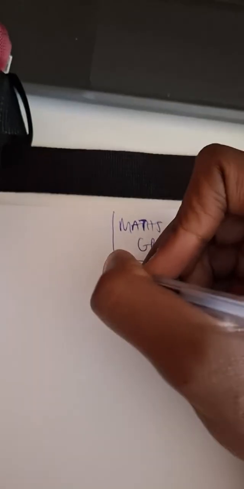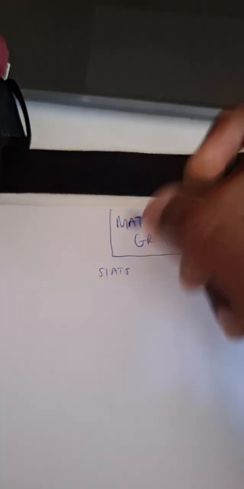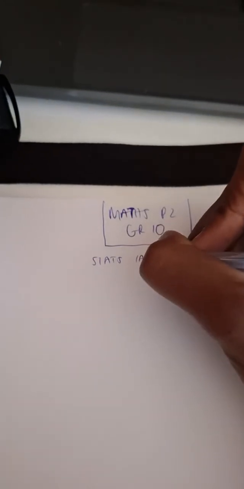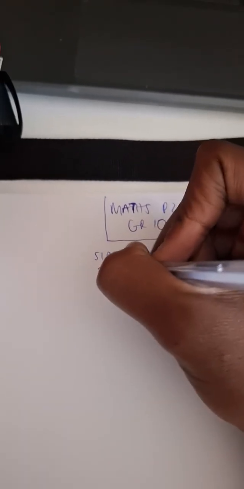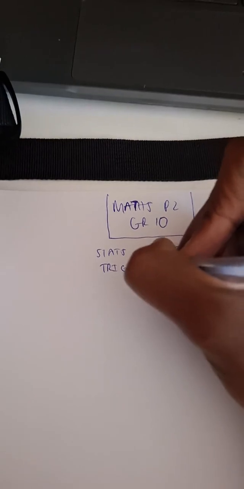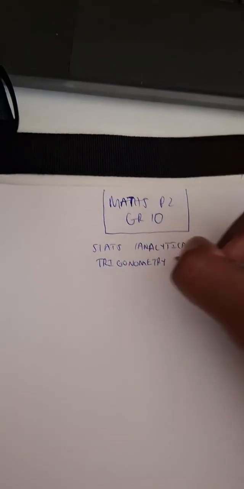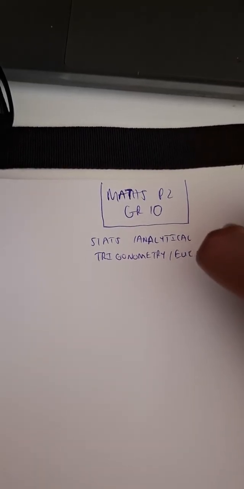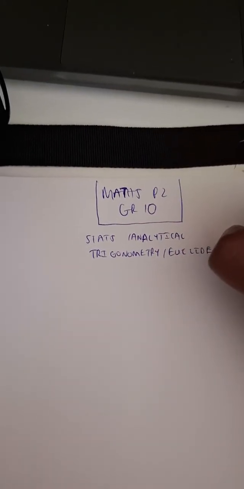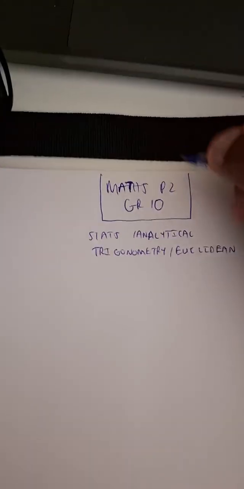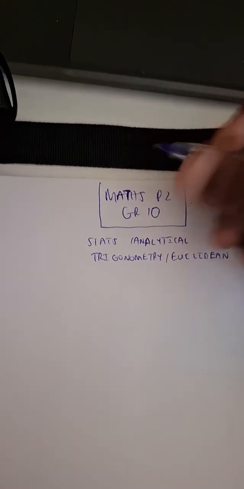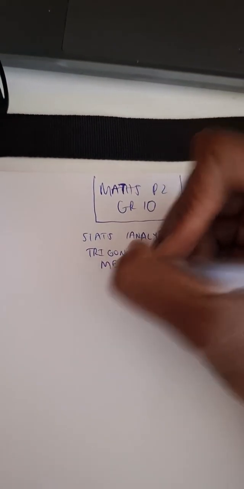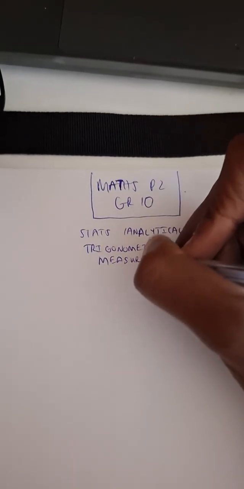In paper 2 we have stats, we have analytical geometry, we have trig, and we have Euclidean geometry. Those are basically the topics that will feature in paper 2, and I'm guessing measurements as well, which is part of Euclid. They basically also include that.